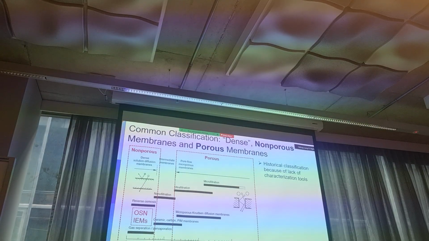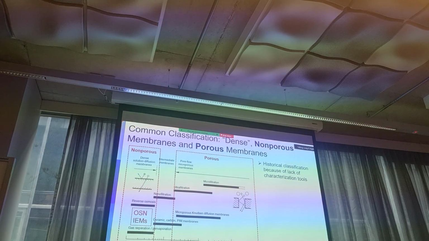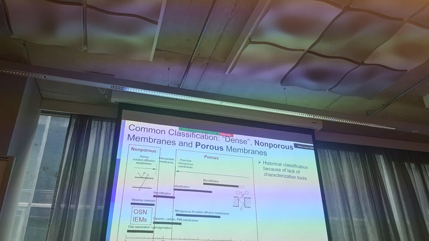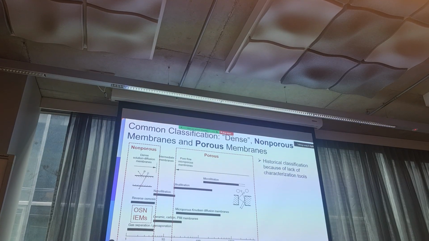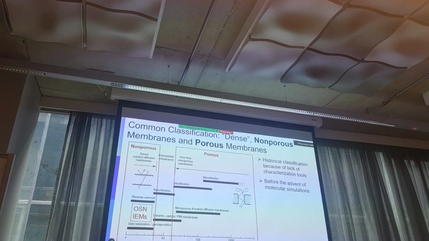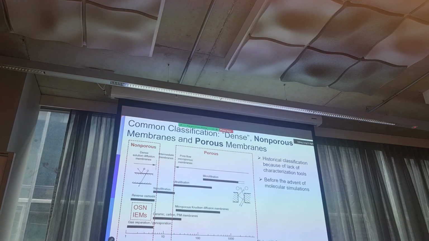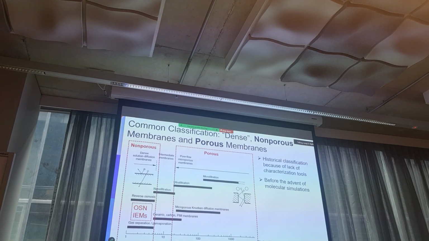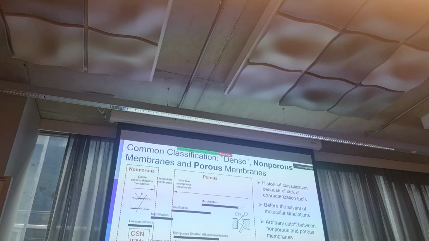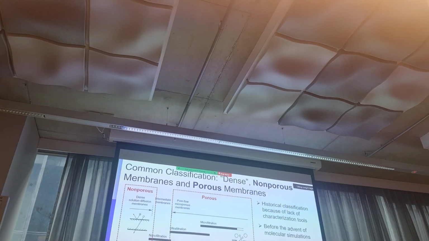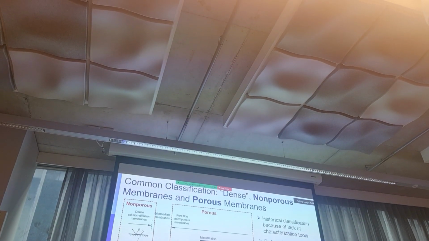First, it's a historical classification that was decided way back, 30, 40, 50, 60 years ago. At that time they did not have any characterization technique to see each membrane, which looked very dense, with no pores. Also, this is before the advent of molecular simulations. Now, through molecular simulations, we can find many interesting phenomena and see that indeed there are some pores. There is also an arbitrary cutoff between a porous and non-porous membrane, as you see here.